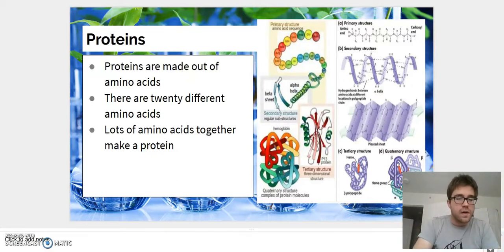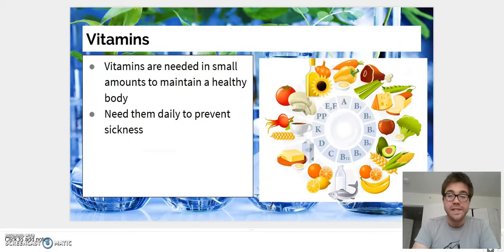All right, so now let's talk about the other things that are going to be on the quiz. We're also going to talk about vitamins and minerals. Those are also important nutrients. Not as important as carbohydrates, lipids, and proteins, but still important. So vitamins are needed in small amounts to keep you healthy.